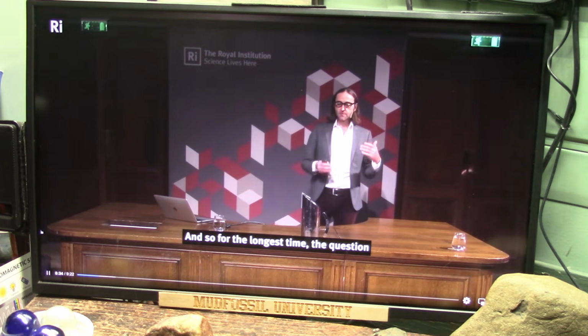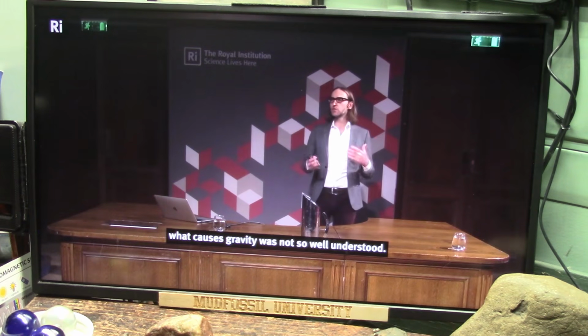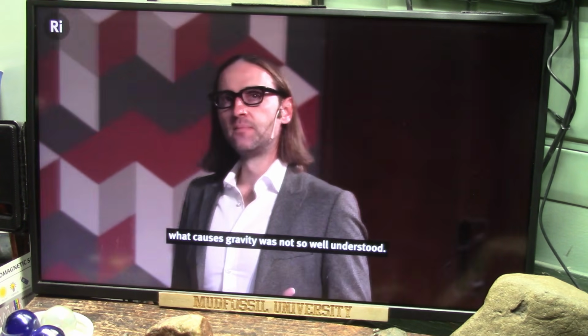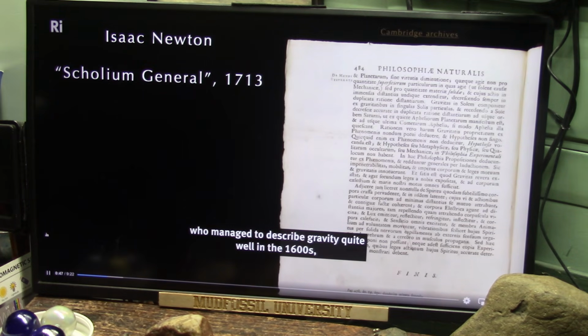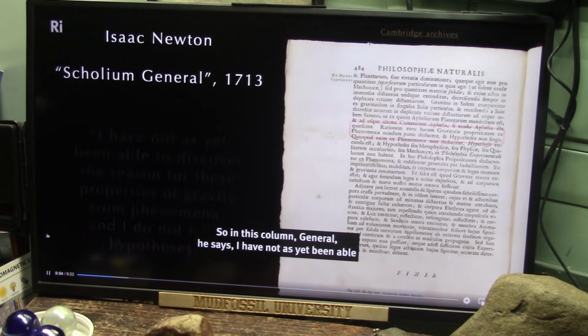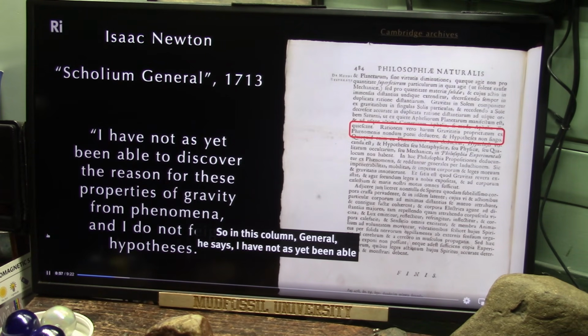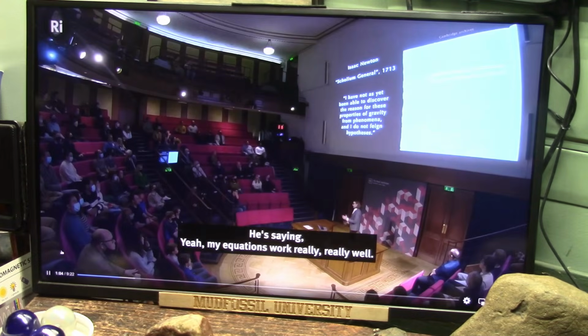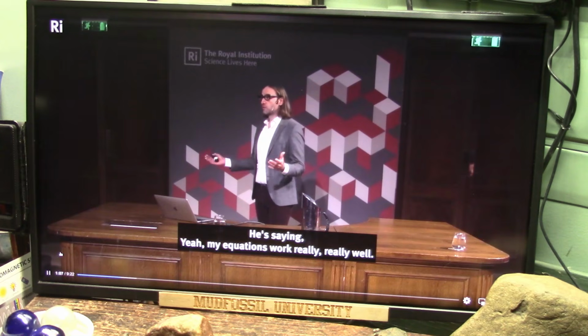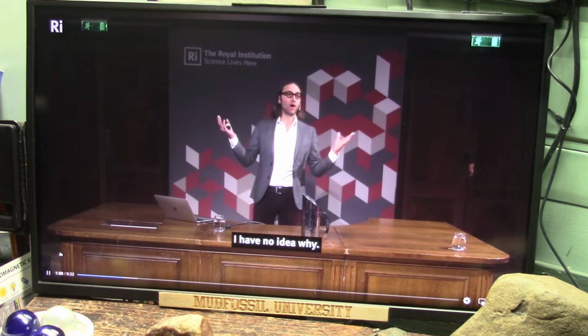And so for the longest time, the question, what causes gravity, was not so well understood. And even a fairly bright guy known as Isaac Newton, someone who managed to describe gravity quite well in the 1600s, even Isaac Newton at some point had to admit, I don't know what's going on. So in the Scholium Generale, he says, I have not as yet been able to discover the reason for these properties of gravity from phenomena, and I do not feign hypotheses. He's saying, yeah, my equations work really, really well, but the why, I have no idea why.